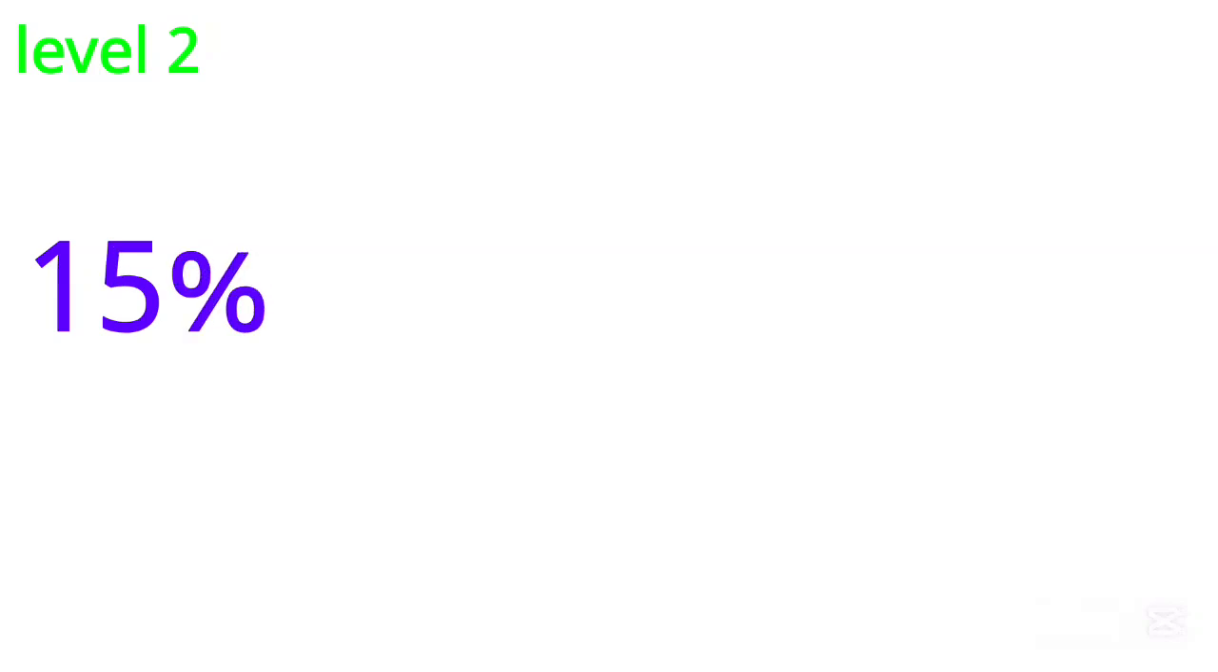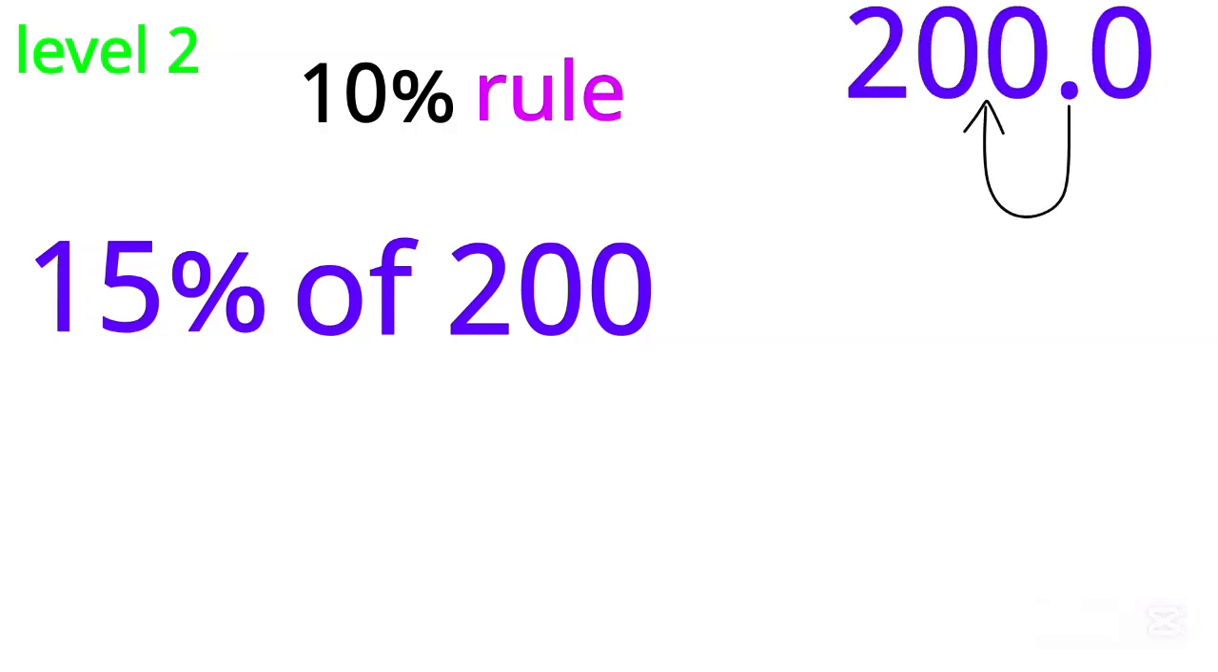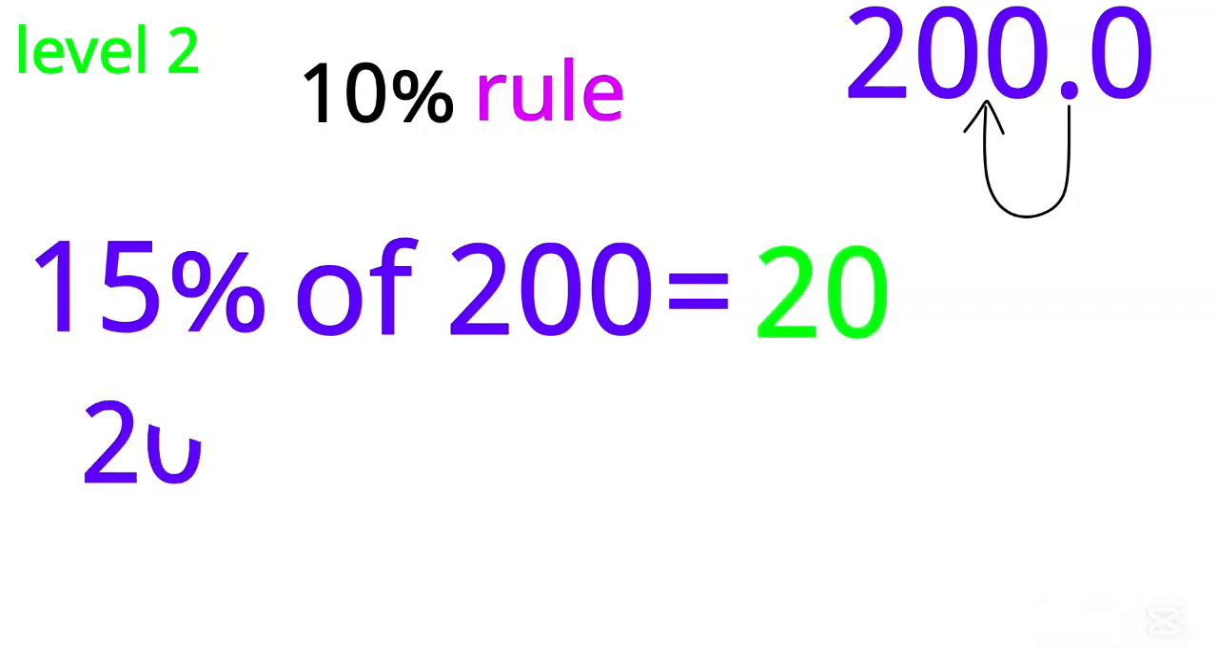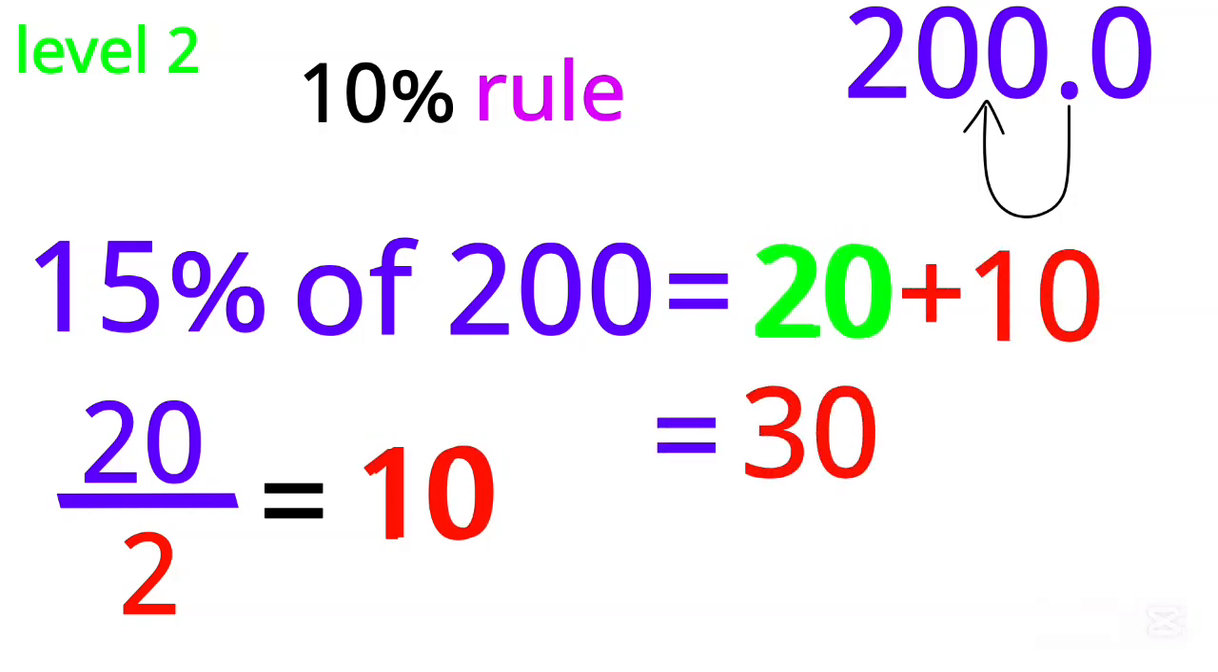15%. Here's the secret. We're not learning a new trick. We're just reusing the 10% trick. So let's try this. What is 15% of 200? Step 1. Find 10%. Move the decimal. That gives us 20. Now here's where it clicks. 5% is just half of 10%. Half of 20 is 10. Now we combine them. 10% plus 5%. 20 plus 10. That's 30. So 15% of 200 is 30.